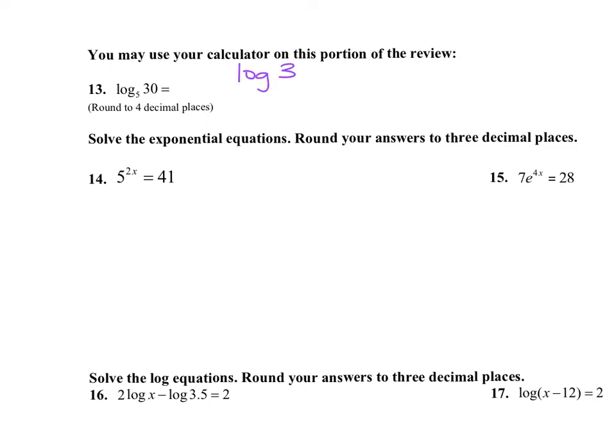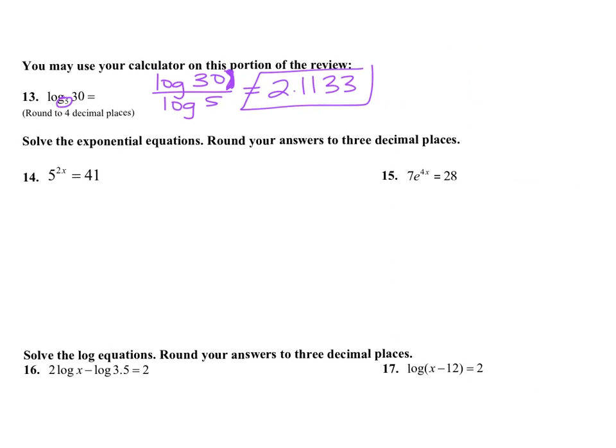Log 30 divided by log 5, right? The base is the one that goes on the bottom, okay? So log 30 divided by log 5, don't forget that parenthesis. You get 2.1133, to 4 decimal places. What was the property for number 13? Say it was log base b of m. You do log of m divided by log of b.